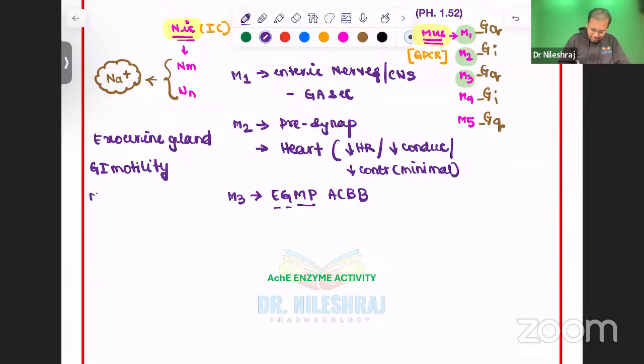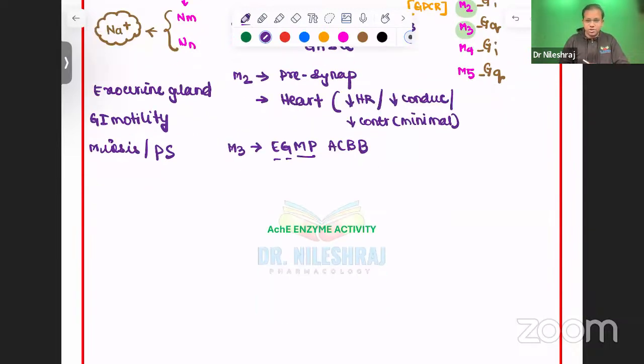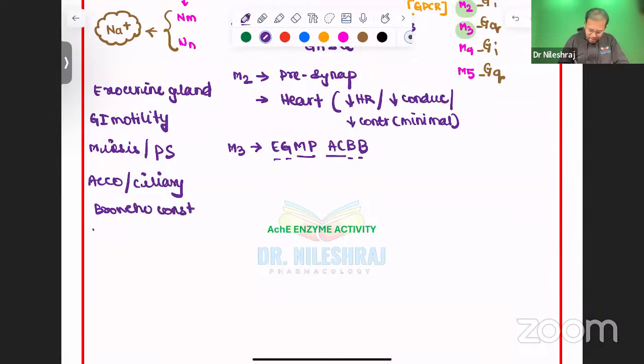M and P. M is for miosis due to pupillary sphincter contraction. AC is nothing but accommodation due to ciliary muscle contraction. B and B. B is for bronchoconstriction and bladder contraction, anything which you want to remember. This is a mnemonic, my dears, EGMP and ACBB.